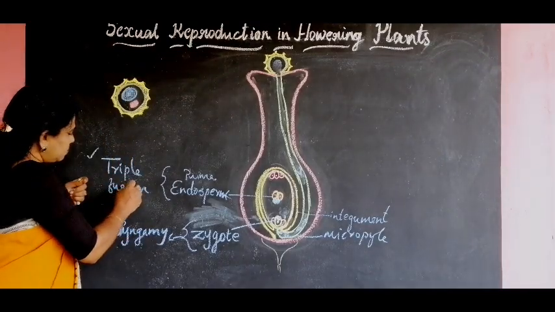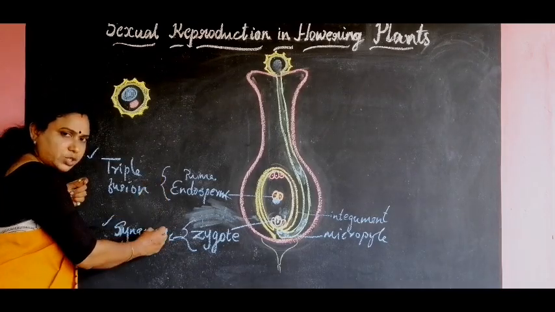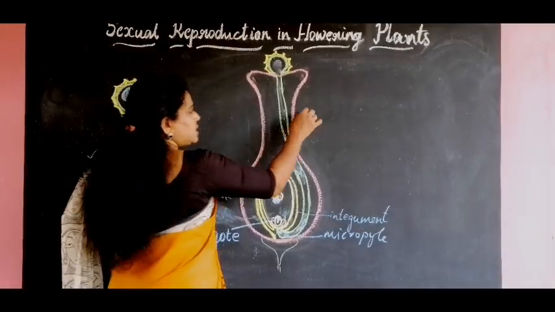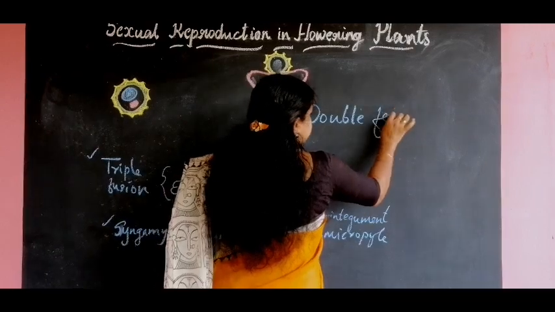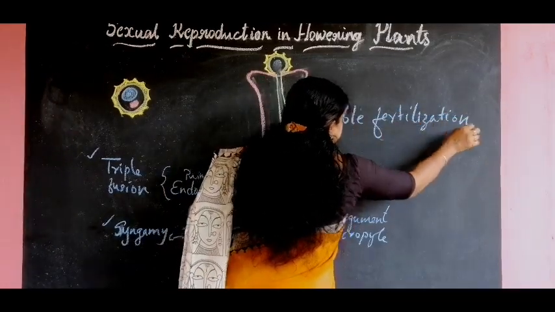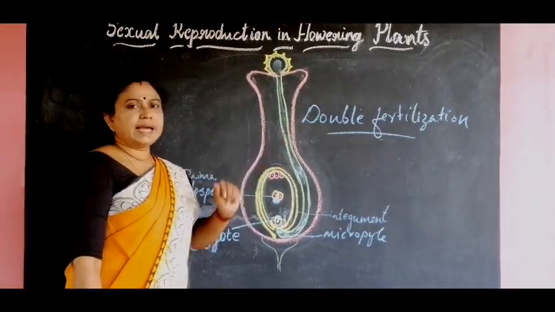Because of these two types of fusion, two types of fertilization take place. The fertilization in flowering plants is called double fertilization. Double fertilization. So what is double fertilization?